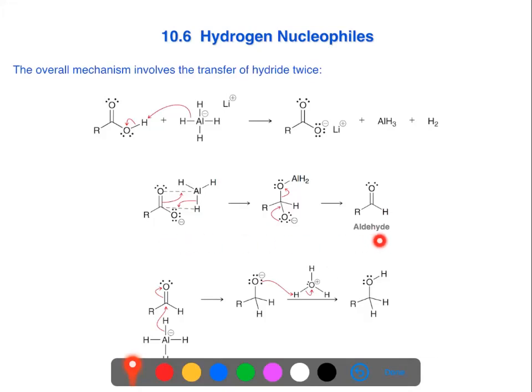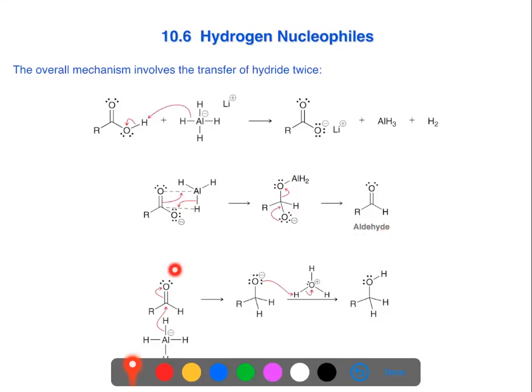The means in which that alcohol is produced is a little bit different from what we observed previously, at least to the aldehyde stage. You can see that because the carboxylic acid has an acidic proton, we're first going to see a reaction between the hydride and that proton to give us H2. It's then that carboxylate species that will interact with the aluminum trihydride to give us this intermediate, and through some rearrangement, we generate the aldehyde. Again, I'm not going to expect you to follow the specific details of how we get to the aldehyde stage.